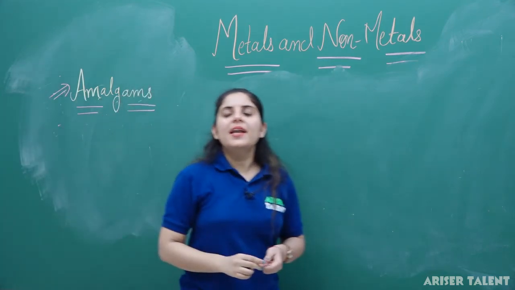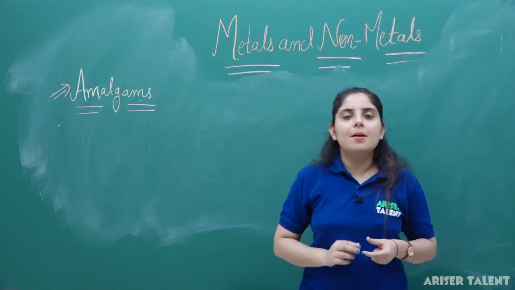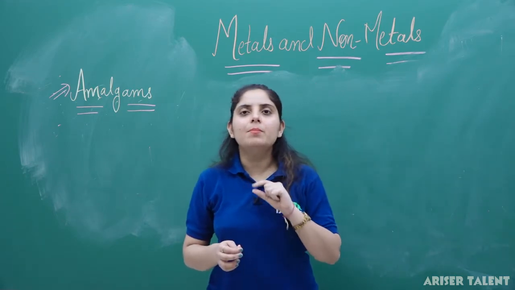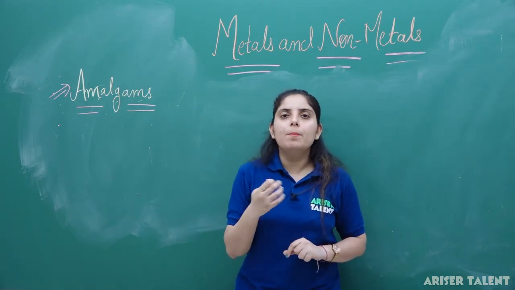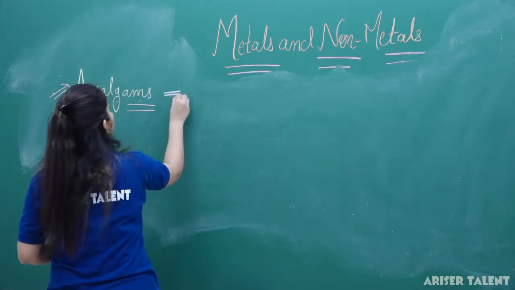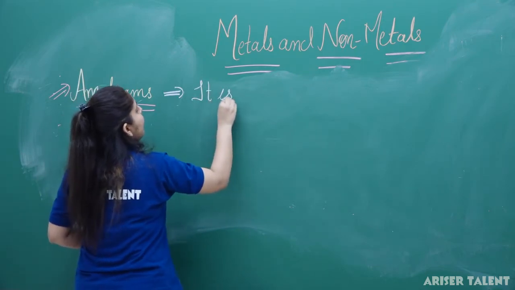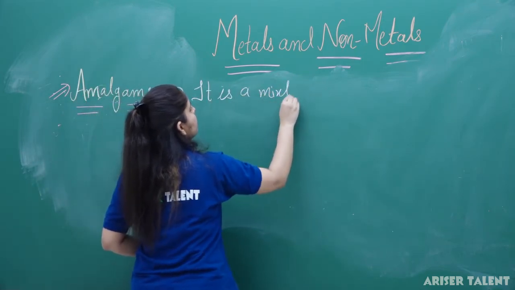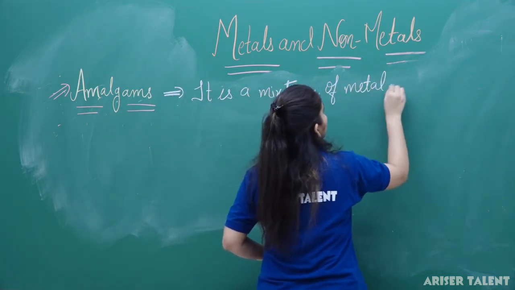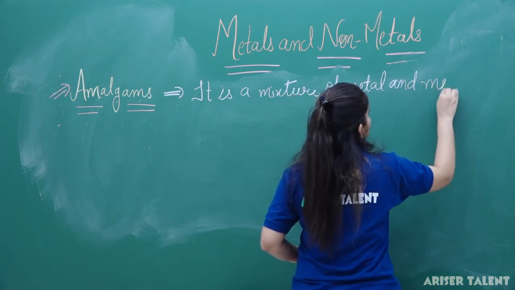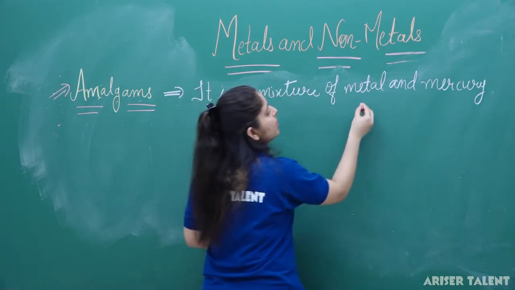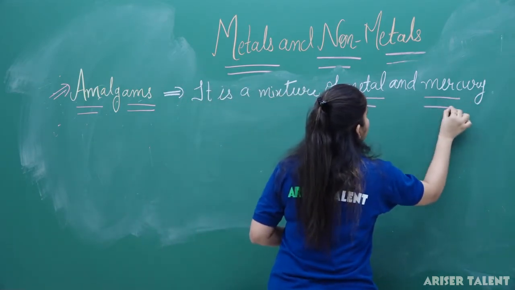So after corrosion and alloys, we are having our last topic, that is amalgams. So what actually are amalgams? Amalgams are a mixture of metal with mercury. So if any metal combines with mercury, we can say that an amalgam is formed. So what are the two basic components needed here? We need metal and mercury.